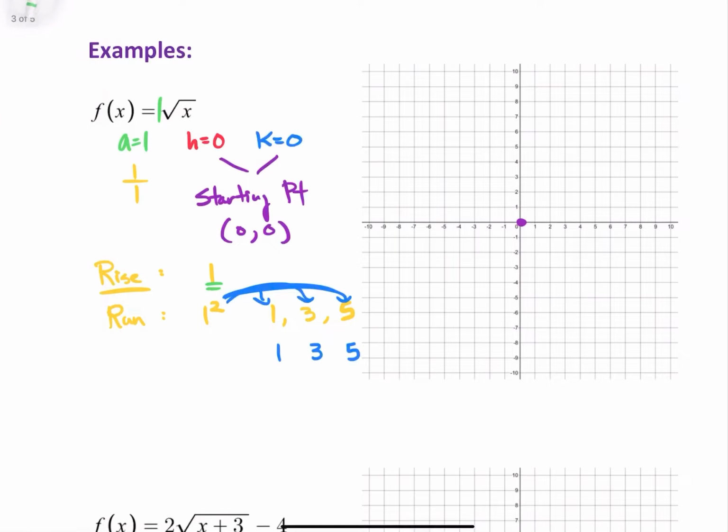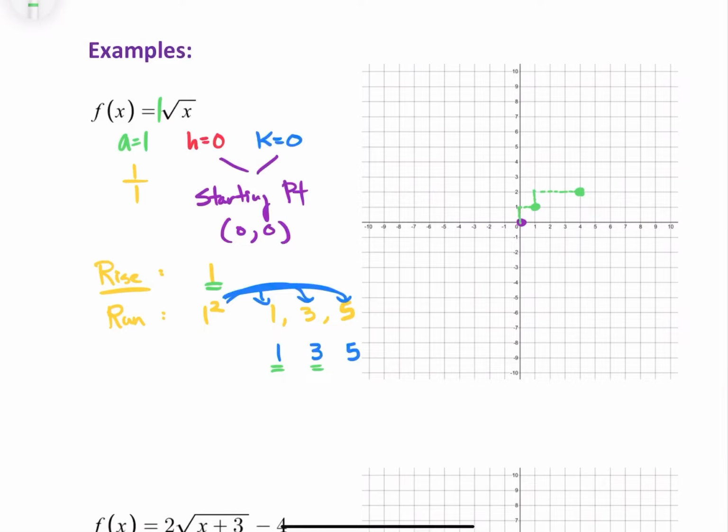I'm going to rise 1 from my previous point. So from my starting point, I'm going to rise 1, and then I'm going to run over 1. And that's going to give me a new point. And then to find my next point, I'm going to, again, rise 1. So I'm going to rise 1, but this time I'm going to run over 3 times. So 1, 2, 3. So here's my next point.